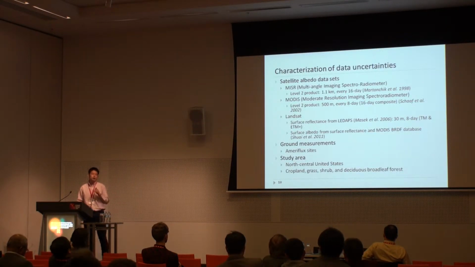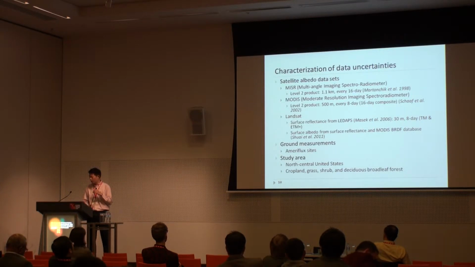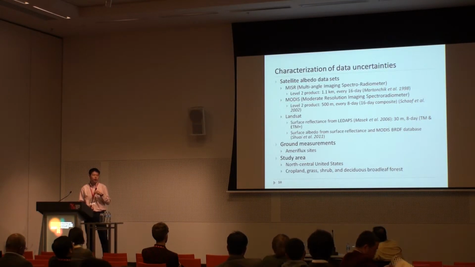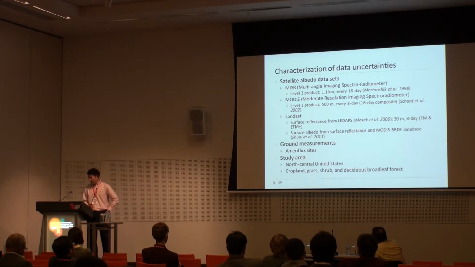In this study, we mainly use three albedo datasets. The first one is MISR, 1.1 kilometers every 16 days, and MODIS is 500 meters every 8 days, derived from a 16-day composite. And the third one is not actually an operational product right now, but we use the surface reflectance derived from the LEDAPS tool at 30 meters every 8 days, combined TM and ETM plus, and then transfer the surface reflectance to the surface albedo.